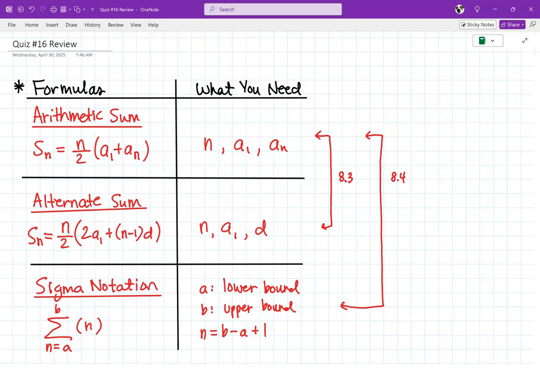Then there's the alternate sum. S sub n is equal to n over 2 times a sub 1 plus n minus 1 times d, where you need to know n, a sub 1, and d. Okay, so you need to know those three variables.